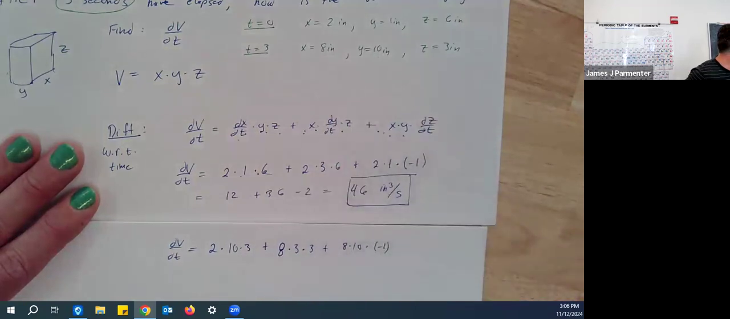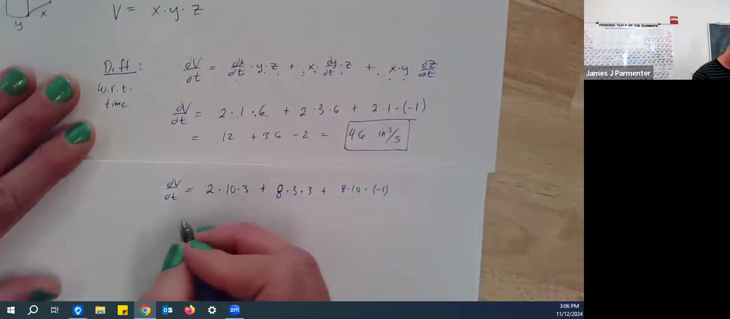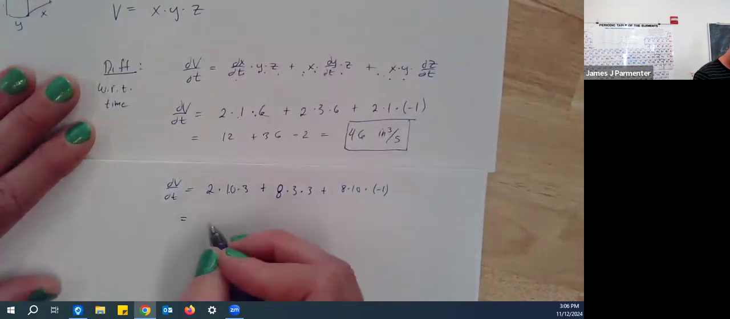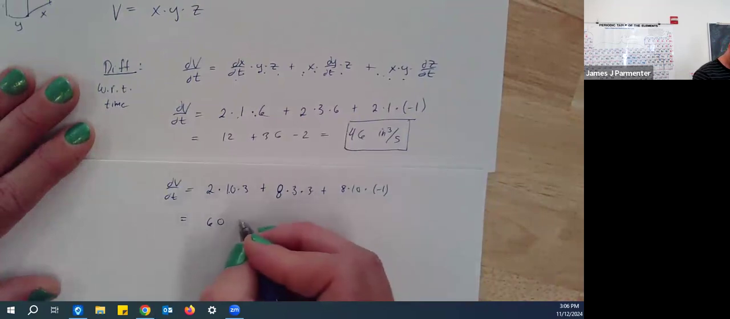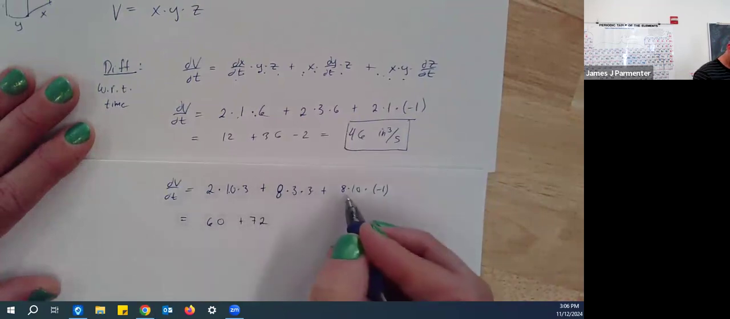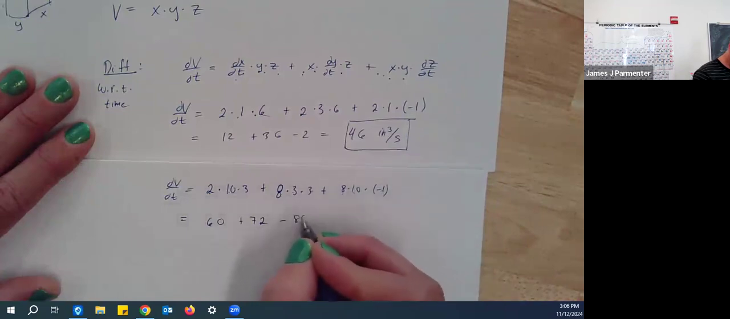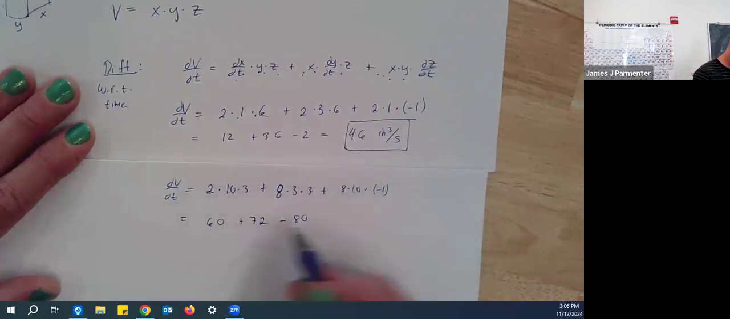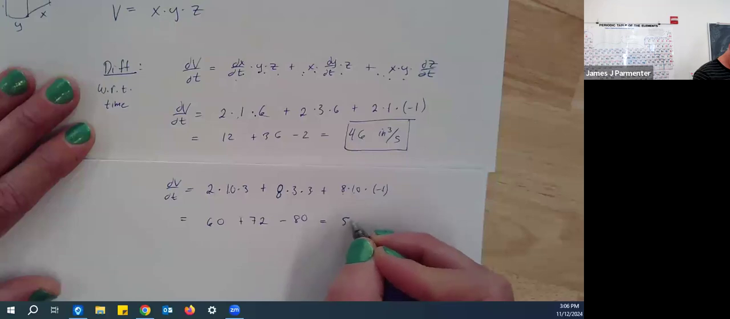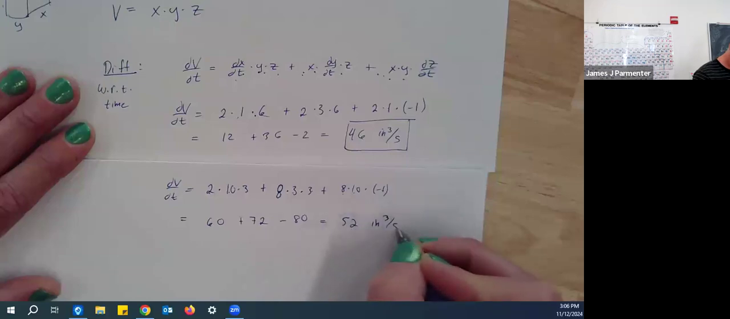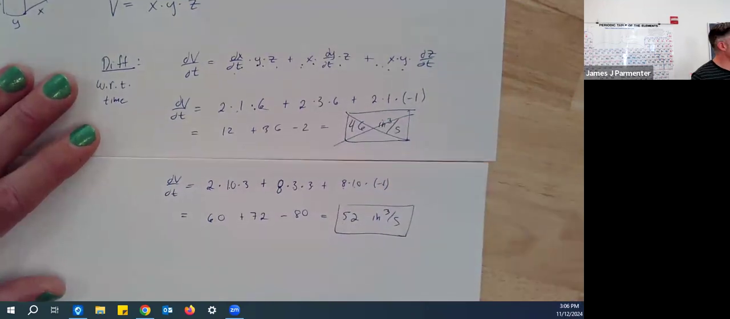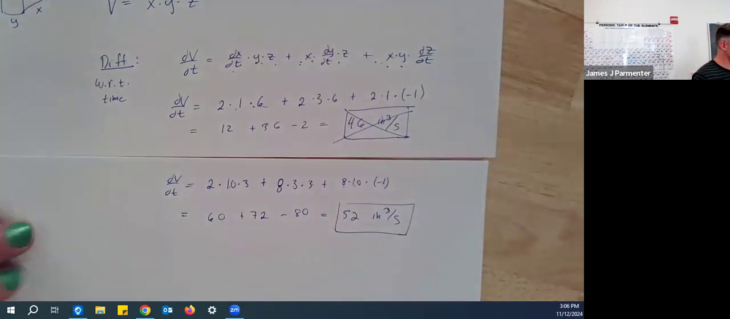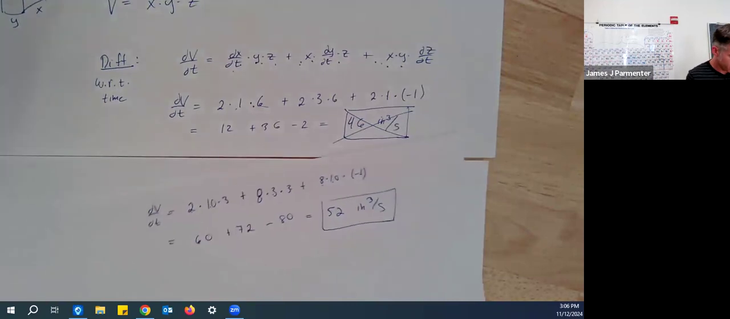Okay, let's actually get the correct answer here. So here we're going to get 2 times 10 times 3 is 60. 8 times 3 times 3 is 8 times 9, which is 72. And 8 times 10 times -1 is -80. So we really have -20 plus 72, which is 52 inches cubed per second. It's really important to make sure we pay attention to the whole question, right? It's easy to miss that fact.